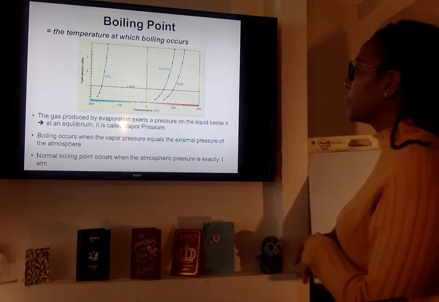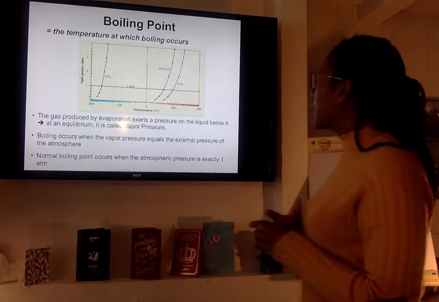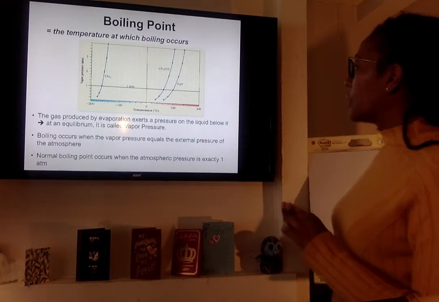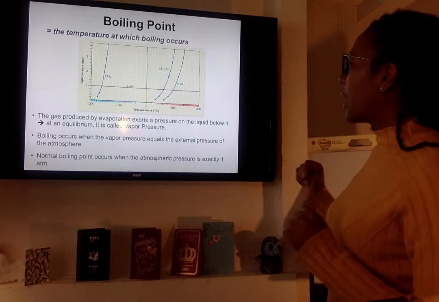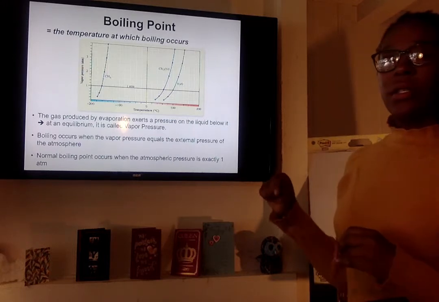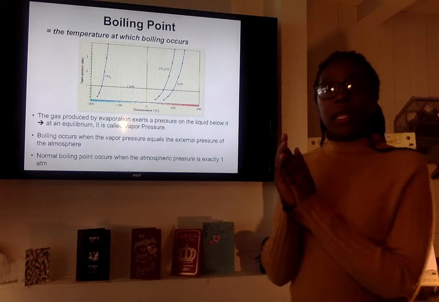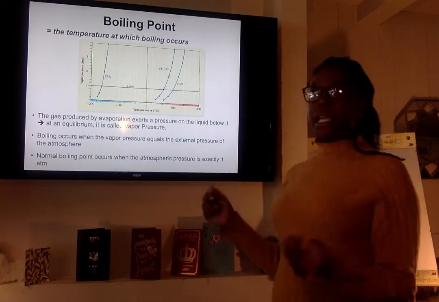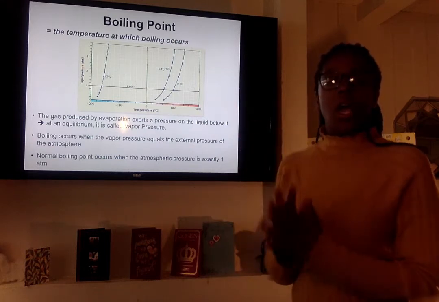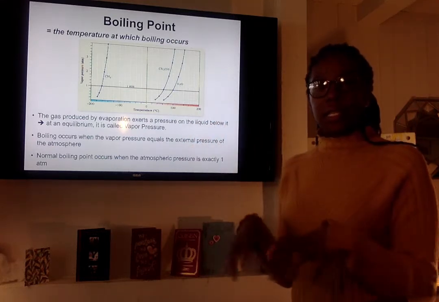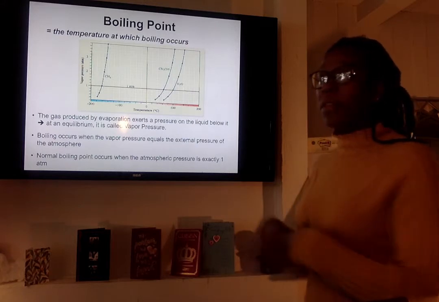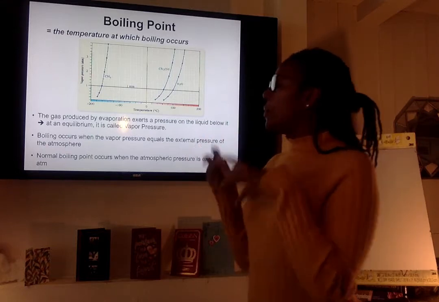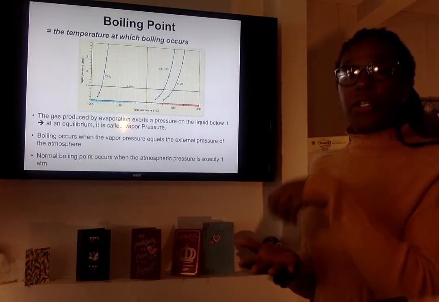So the gas produced by evaporation exerts a pressure on the liquid below, and at an equilibrium this is called vapor pressure. When evaporation is taking place, these gas molecules are leaving the liquid phase, and the molecules are going to be exerting a pressure on the liquid.